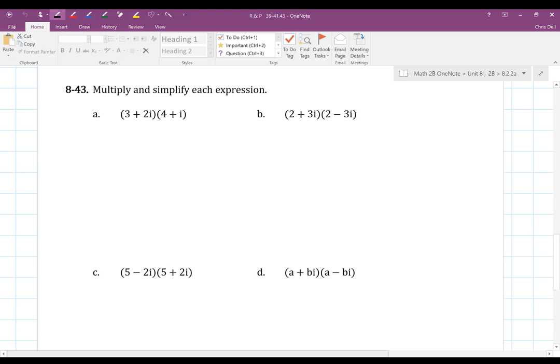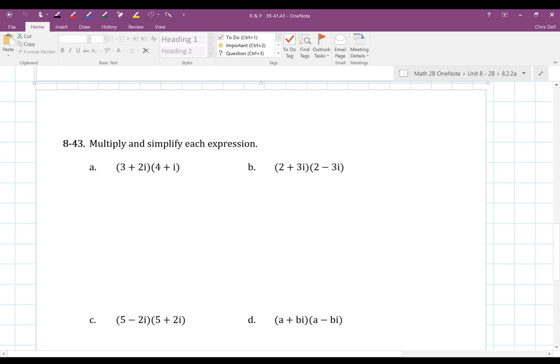We are looking at operations with complex numbers. This is a problem from CPM's Integrated Math 2, from section 8.2.2, number 8-43. It says multiply and simplify each expression. So we'll go through this process.